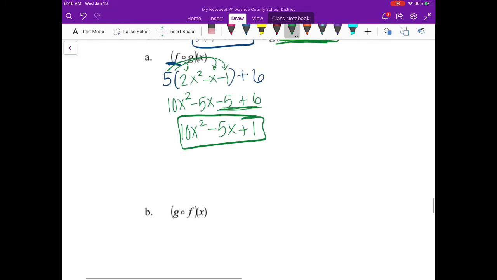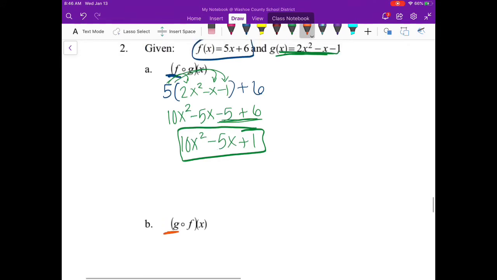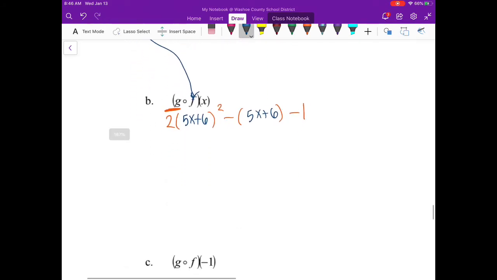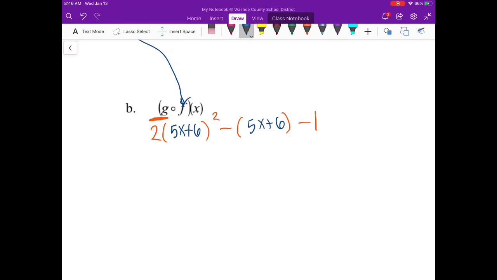Next we have g of f of x. So the opposite, we're going to keep the g function and we're going to replace the x's with the f function. So I have 2 big parentheses squared minus parentheses minus 1. And then I'm going to replace those parentheses with the f function. So 5x plus 6 goes here and here. Okay. Now this one we just have to be careful that we follow the order of operations. So let's simplify what's inside the parentheses first.